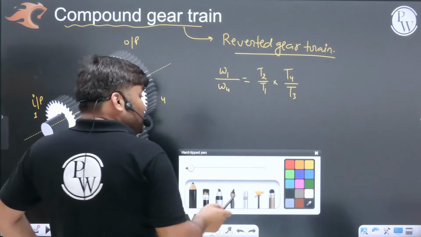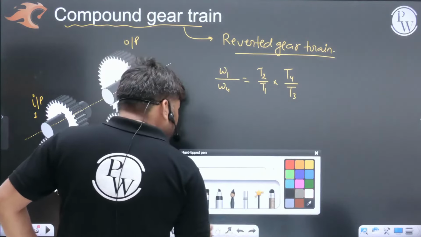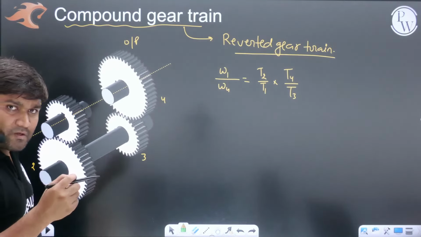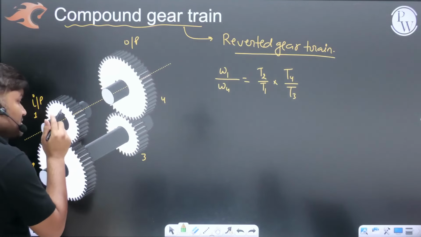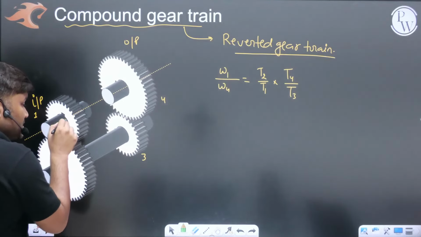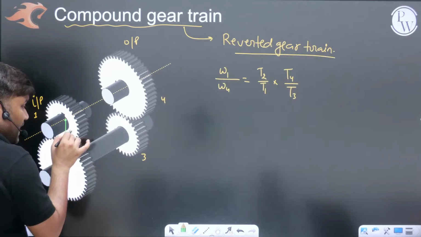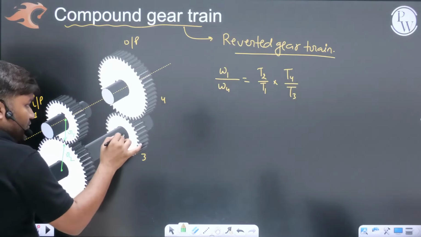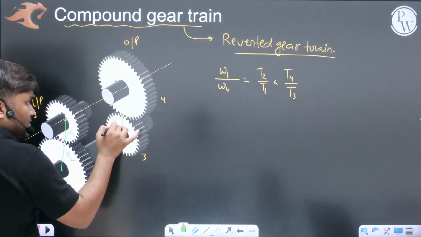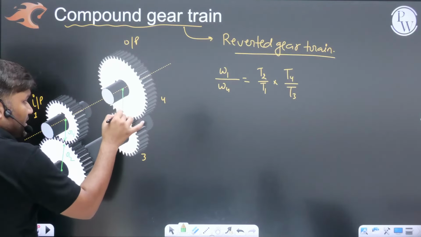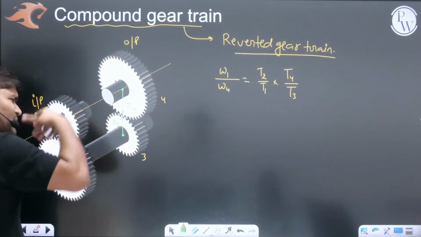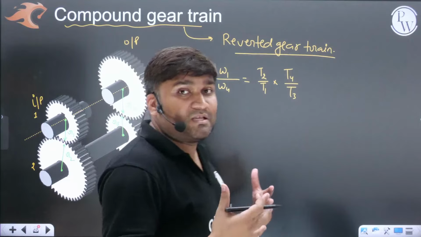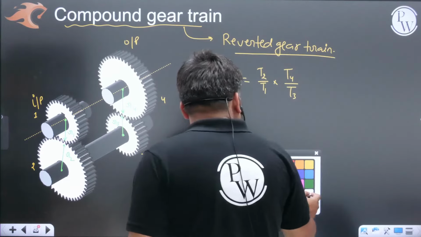Sometimes they will miss certain teeth. Some teeth they miss. And if any teeth is missing, you can take help of radius. Beta, can you imagine? Sir, this is the radius of pitch circle R1. Radius of pitch circle, this is R2. Radius of pitch circle here, this is your R3. And radius of pitch circle here, this is your R4. You will get some relation.